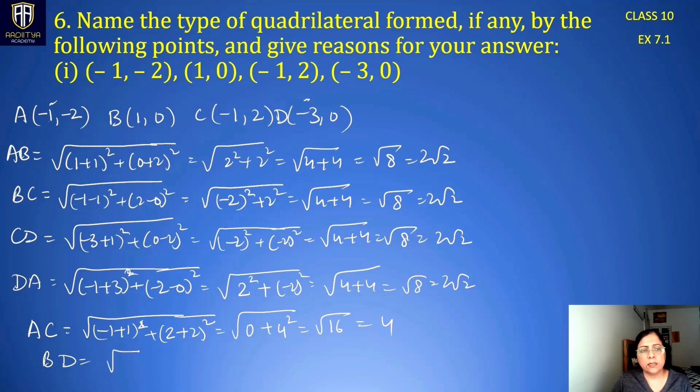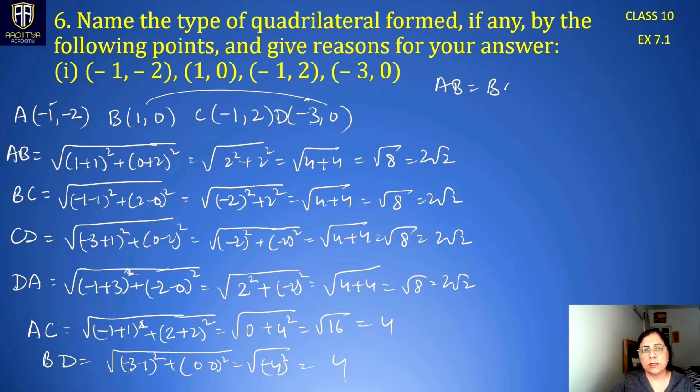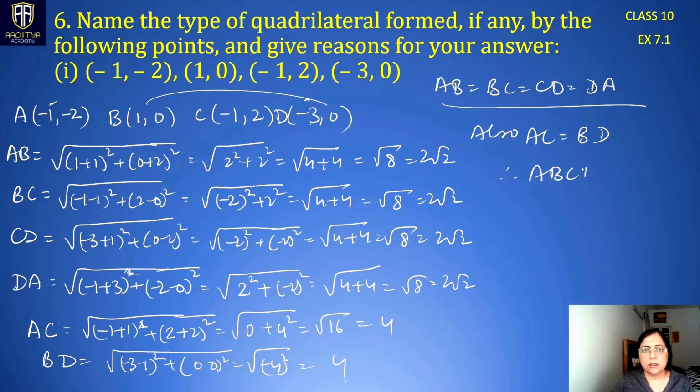Then we have BD. For BD, minus 3 minus 1 square added to 0 minus 0 square is again negative 4 square, which is 4 itself. So we can say that AB is equal to BC is equal to CD is equal to DA. All the four sides are equal. Also, AC is equal to BD. Therefore, ABCD is a square. Right?